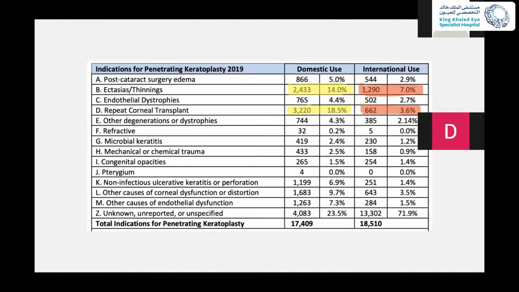This is a table showing the specific indications for penetrating keratoplasty in 2019. You can see that in the US, repeated corneal transplantation was the most common indication for penetrating keratoplasty, followed by ectasia and thinning. And internationally, the most common reported indication for PK is still ectasia, followed by repeated transplantation.